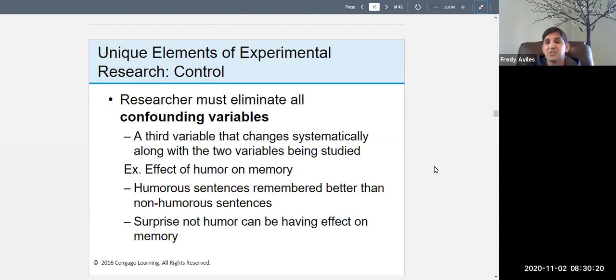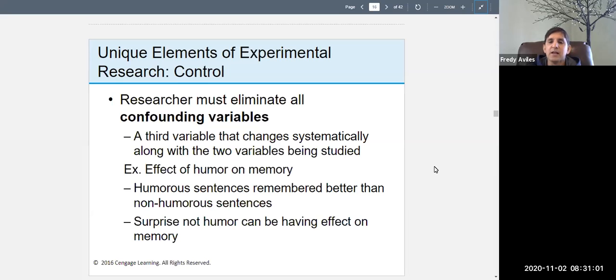Confounding variables are just third variables that seem to vary systematically. They seem to vary along with changes in the independent variable, for instance, and they might be explaining the outcome of the experiment. So these are confounding variables, and we must eliminate them. We must eliminate this possibility that there could be something else affecting the outcome. An example, not an interesting example, but an example is the effect of humor on memory. Research shows that humorous sentences are remembered better than non-humorous sentences. So things that are funny, we remember better than things that are not funny.